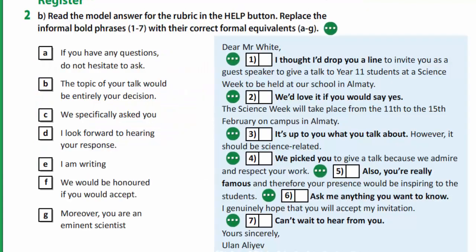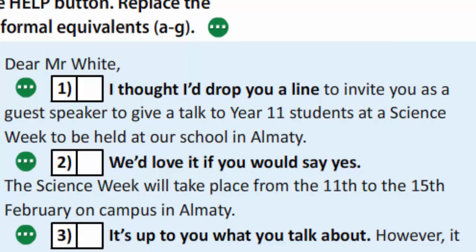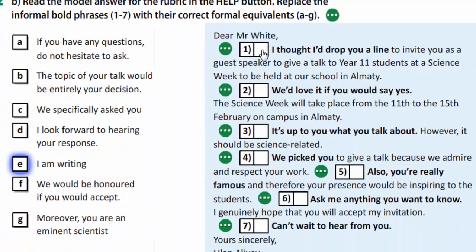Now register. Read the model answer for the rubric in the Help button. Replace the informal bold phrases with their correct formal equivalents. For example, sentence 1: I thought I'd drop you a line to invite you as a guest speaker to give a talk to Year 11 students at a science week to be held at our school in Almaty. It's better to start with I'm writing. You are to finish this sentence in your copybooks.